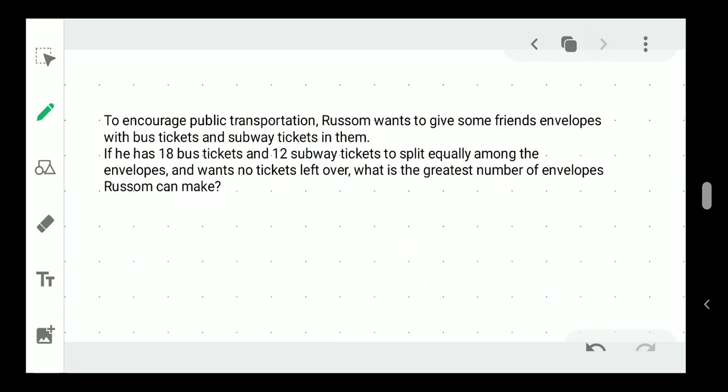Okay, the last one. To encourage public transportation, Rusum wants to give some friends envelopes with bus tickets and subway tickets in them. If he has 18 bus tickets and 12 subway tickets to split equally, again arranging, distributing, and again the words greatest number of. So he wants to distribute in such a way that the same number of bus tickets and the same number of subway tickets are in each envelope. So again, this is nothing but your HCF. You just have to do the HCF.